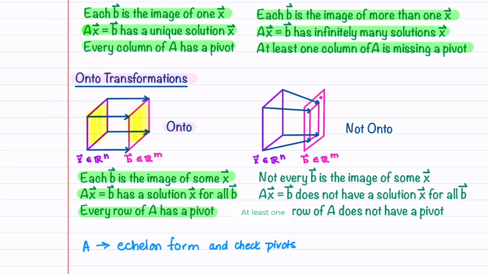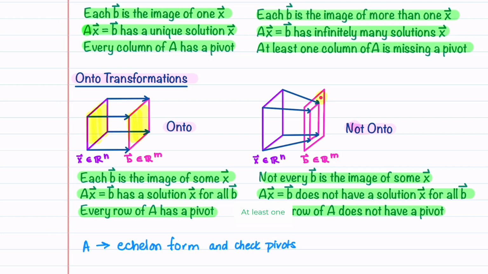Now let's look at what happens when we have a transformation that is not onto. Not every b is the image of some x. So sitting up here hiding is this dot right there. That is our b that does not have an x mapping to it. And because of that, Ax is equal to b does not have a solution x for all b. And this is going to happen when at least one row of A does not have a pivot.